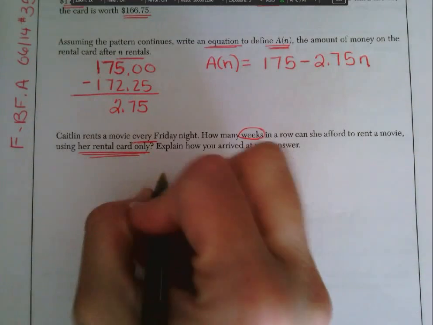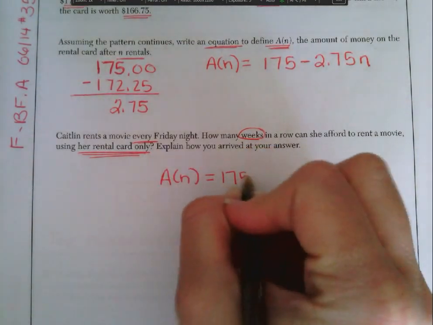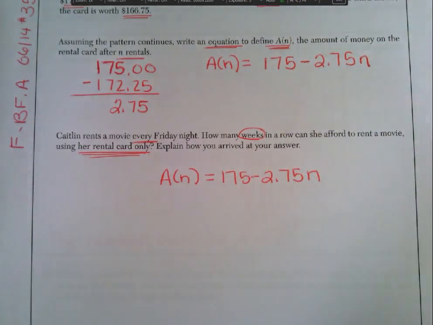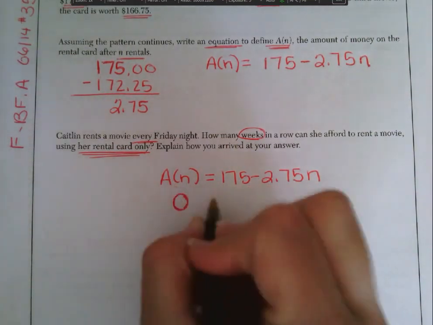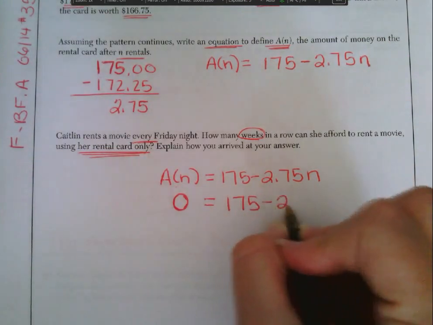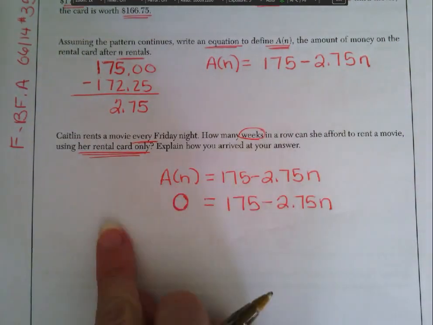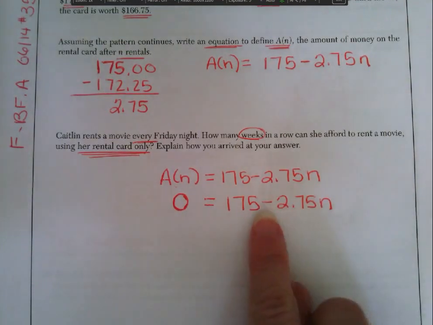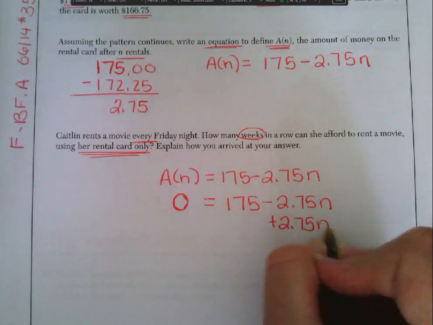So we're going to use this equation that we started with. Now, if she can only use her card, we know that the card stops at $0. So I'm going to make this total equal to 0. So I have 0 equals 175 minus 2.75n. Now I need to get all the numbers on one side and all the variables on the other side. I'm just going to add 2.75n so that I can get rid of the negative.